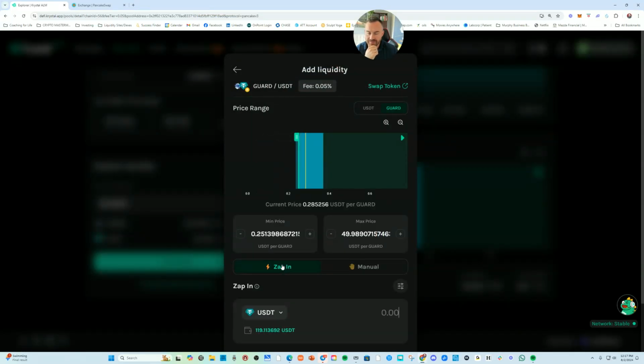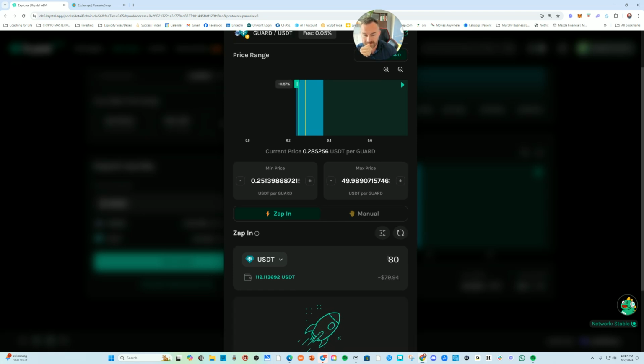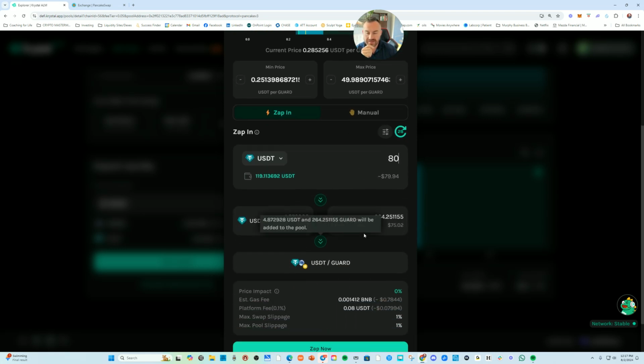Then I'm going to scroll down, and I've got this right here, add liquidity. Okay, I'm going to zap in. I'm going to zap in USDT, and I'm going to do my 80%. Remember, with Zap, you just put one asset in. It's going to buy the Guard for you, and then put it in a pair. So I'm going to put in the 80 there, and then it tells me, hey, we're going to get this and this, and I don't know exactly what that distribution is. $75 out of 80.